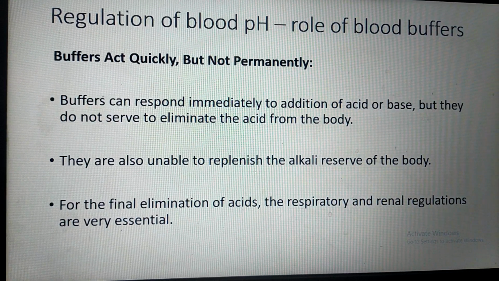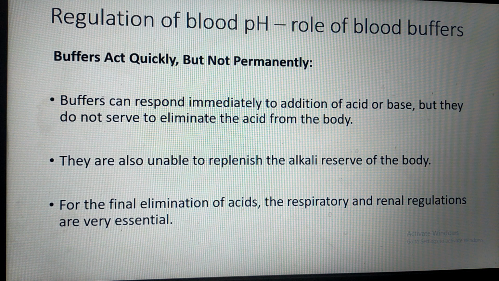Now it is said that buffers act quickly but not permanently. Why? Because buffers can respond immediately on addition of acid or base, but they do not serve to eliminate this acid from the body. That means they neutralize the acids or bases, but they will not eliminate that acid from the body.